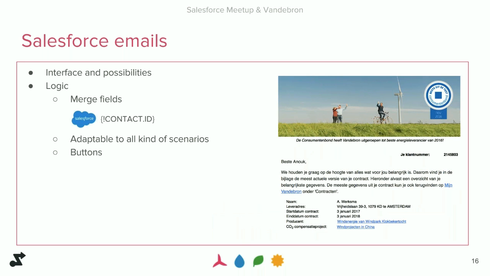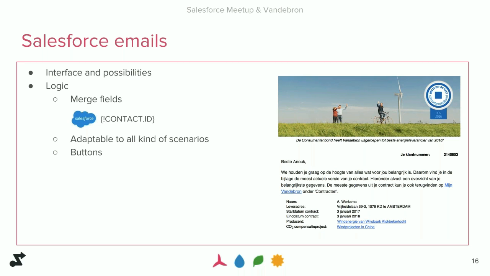So on the right-hand side, you can see an interface of the email. You can see that we use several logics here. We use, for example, merge fields. For example, here's my customer reference number, so please don't use it. But then also you can see where I live, etc., and my name.